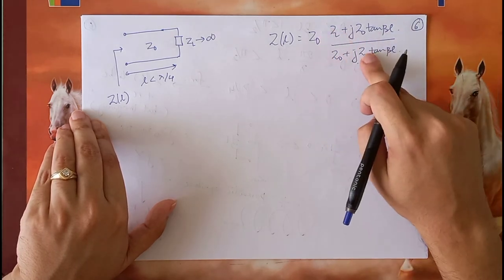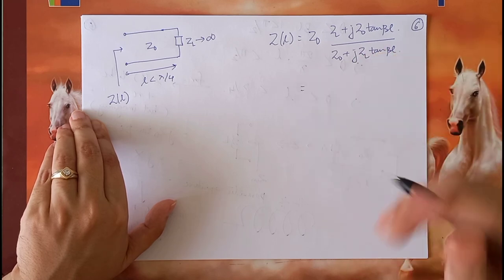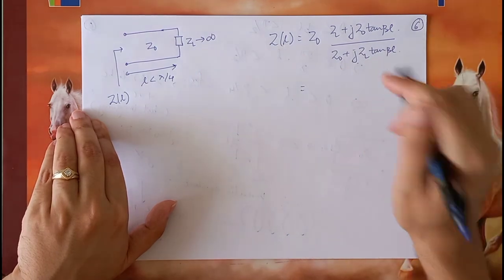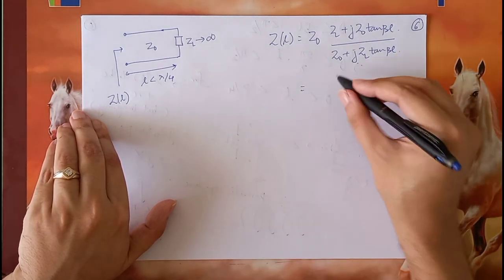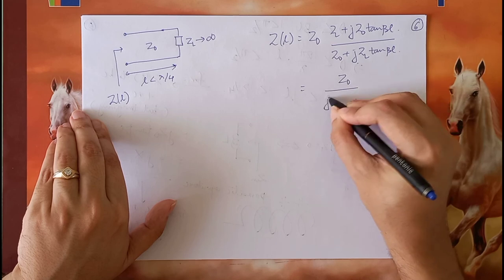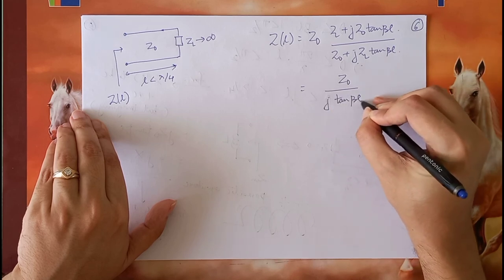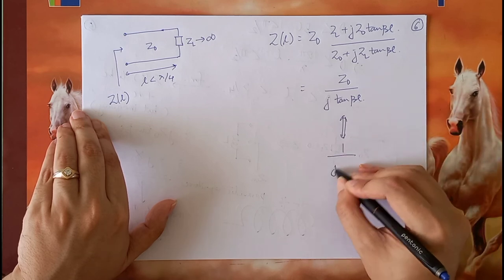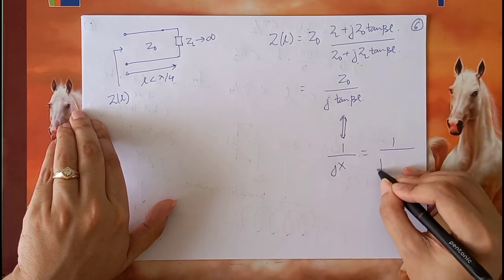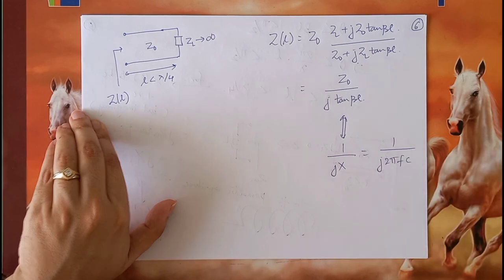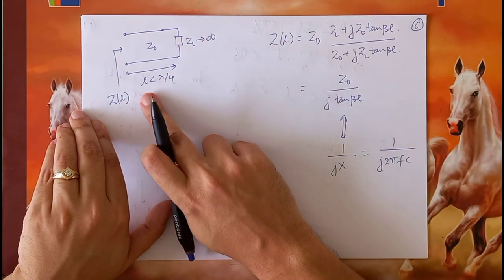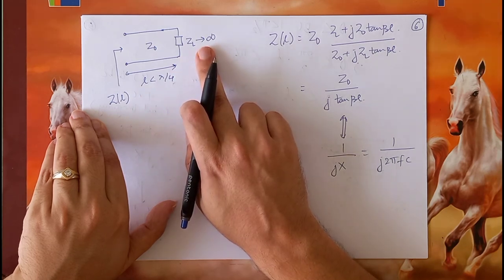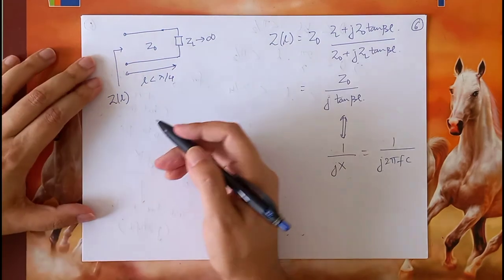So if ZL tends to infinity, in the limiting case, what you will be left with is this quantity Z0 divided by j tan βL. And if you notice very closely, this is like 1 by jωC, or 1 by j 2π f C. So if you have the same transmission line, but you have an open load in place of a short load, you can actually realize a capacitor.